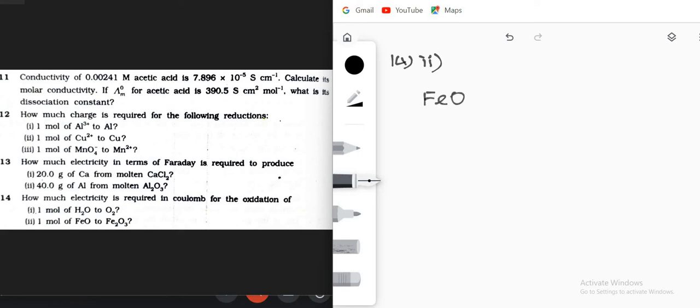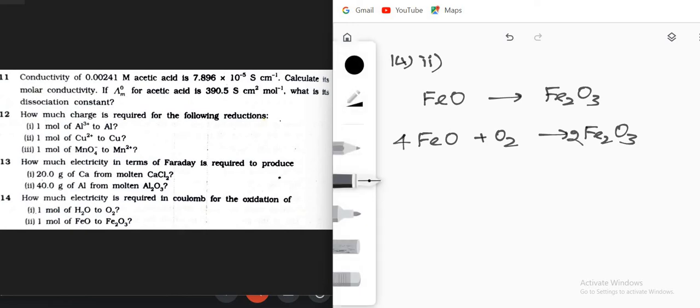See, ferrous oxide is converted into ferric oxide just by oxidation. So FeO plus O2 gives Fe2O3. This is the idea, right? To balance this, what should we do? I just showed you how to balance just before, so I'll multiply with the necessary coefficients. So this is the balanced equation. In this balanced equation, iron is in +2 state, and here iron is +3. So that means the iron atom undergoes oxidation from +2 to +3.